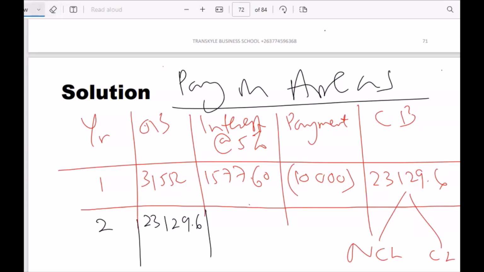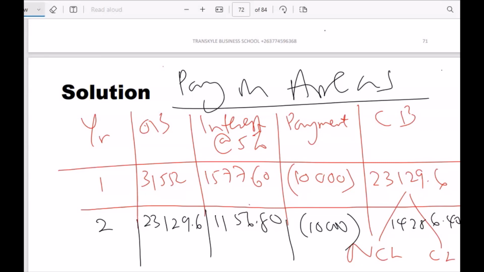Okay, and then we multiply by 5%. 23,129.6 multiplied by 5%, we get our 1,156.8. Then we deduct 10,000, and the closing balance would be 14,286.40.